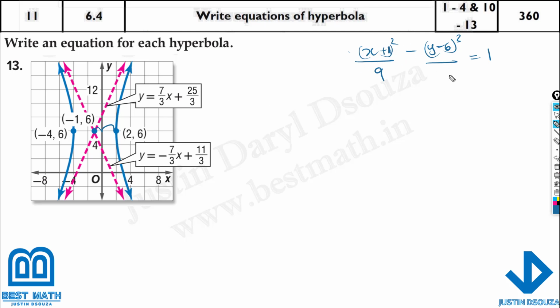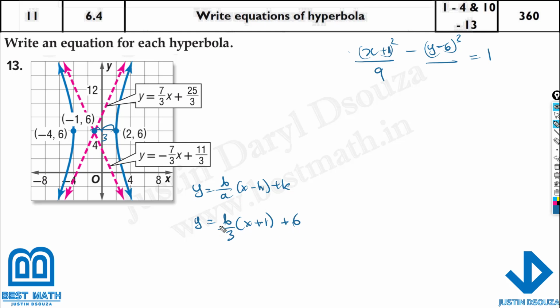But to find the b squared value, all you need to do is write the equation now. Y is equal to b by a times x minus h plus k. Now I'll substitute whatever is known. B is unknown, but a value is known to be 3 because from here to here this is 3 units. X minus h, because it's minus minus, will be plus 1 and plus 6.